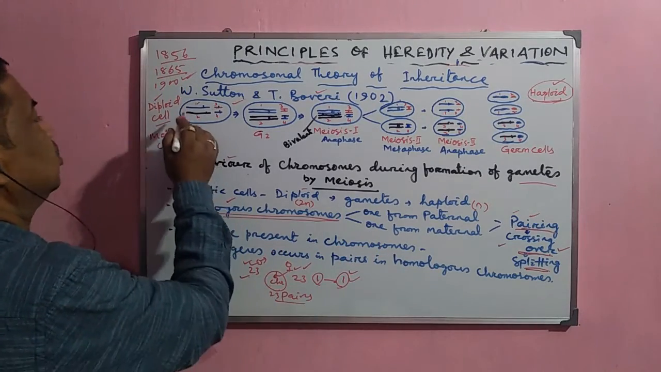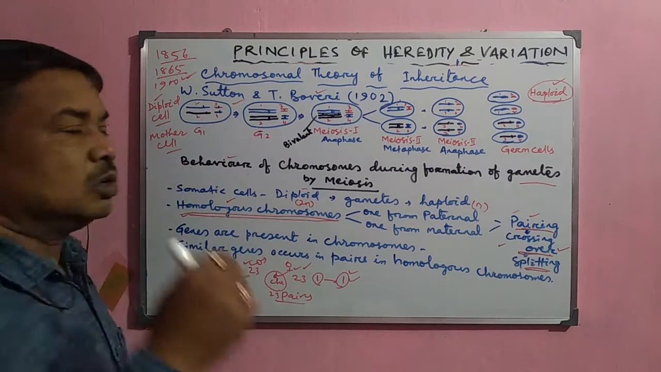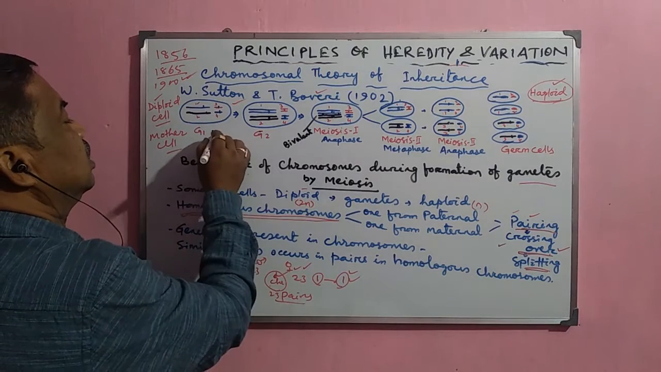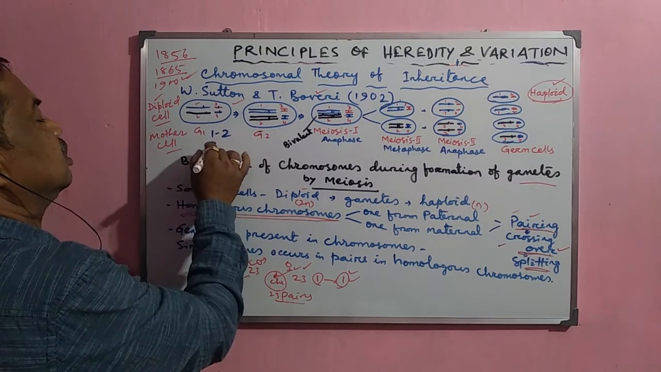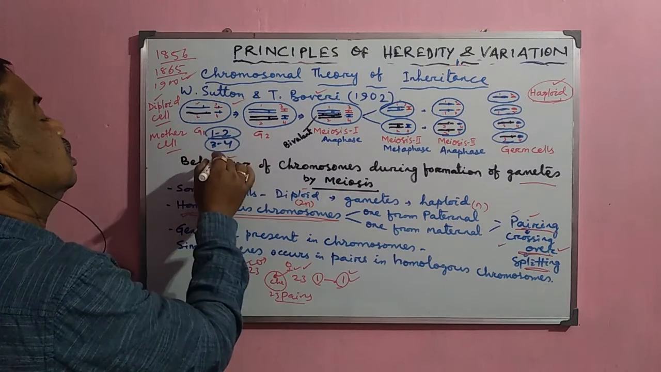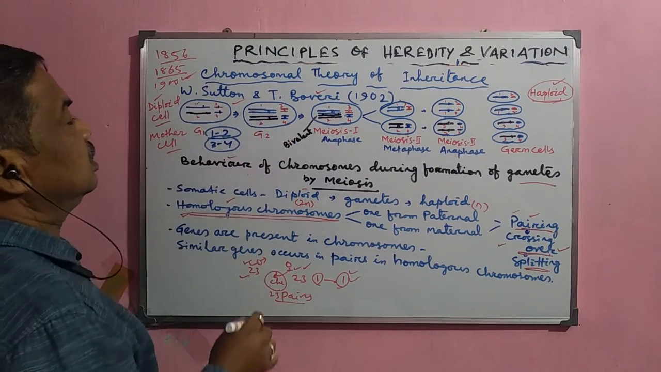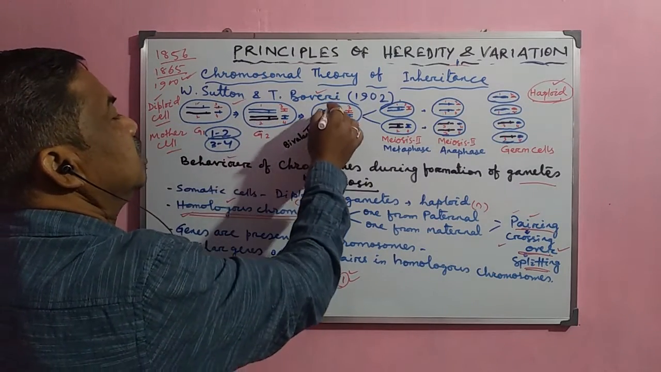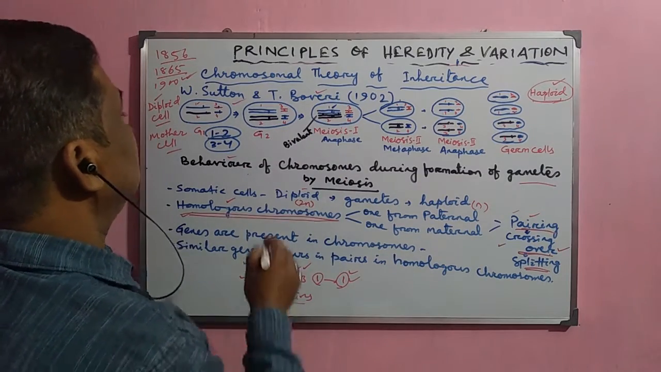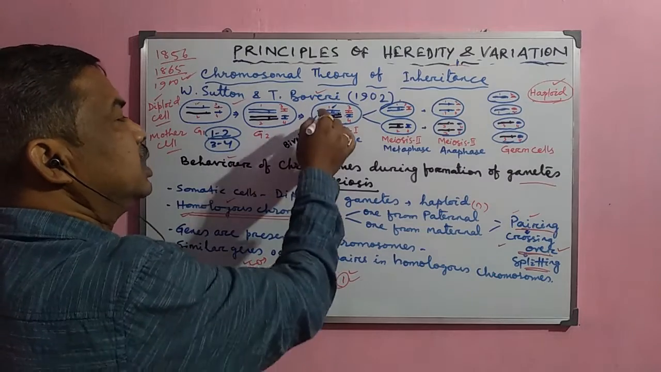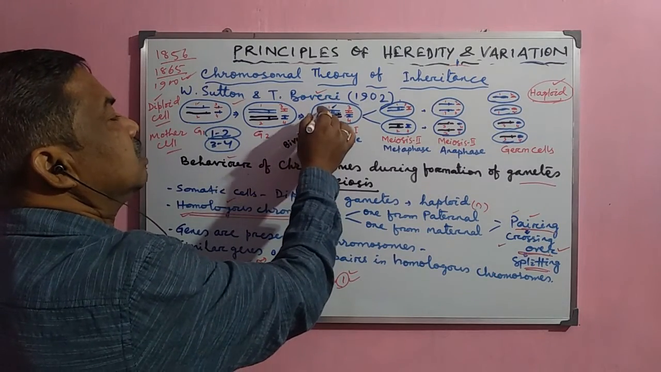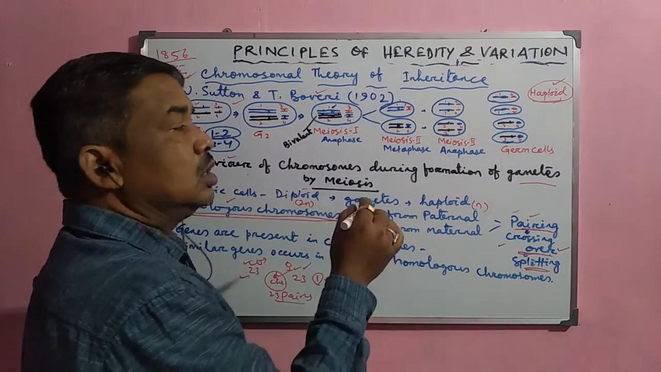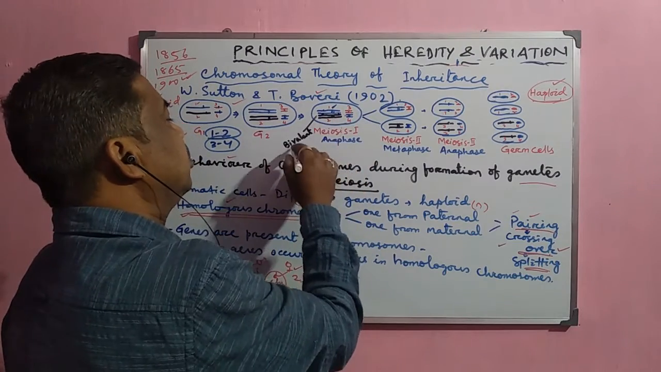Now look at the chromosomes. Suppose chromosomes number 1, 2, 3, 4 are here. Out of these, 1 and 2 are homologous, and 3 and 4 are homologous chromosomes. These homologous chromosomes normally pair together as bivalents. Chromosomes 1 and 2 pair together here in meiosis 1 and exchange segments by crossing over. And 3 and 4 are homologous, so they also combine to form a bivalent.